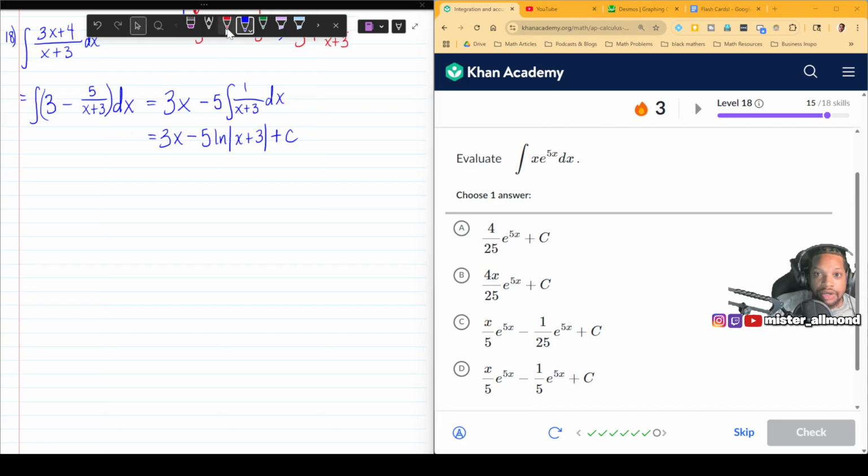All right. Integration by parts. Number 19. Let's see. Yes. I feel like this is a pretty obvious by parts. U sub will definitely not work. Tabular. Can you join? Yes.